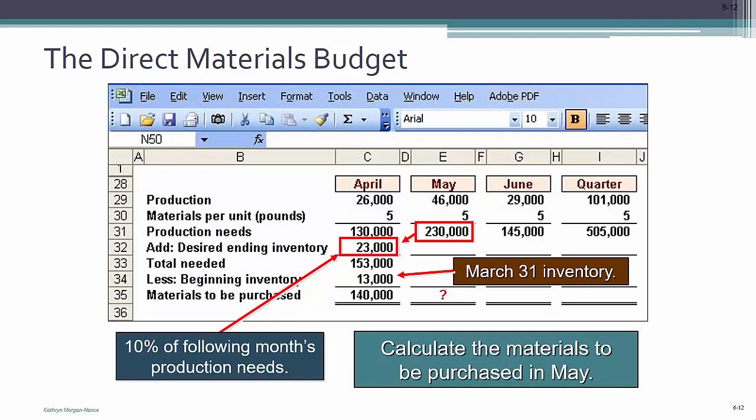Can you calculate the materials to be purchased in May? Pause the video for a moment and see if you can compute the answer.